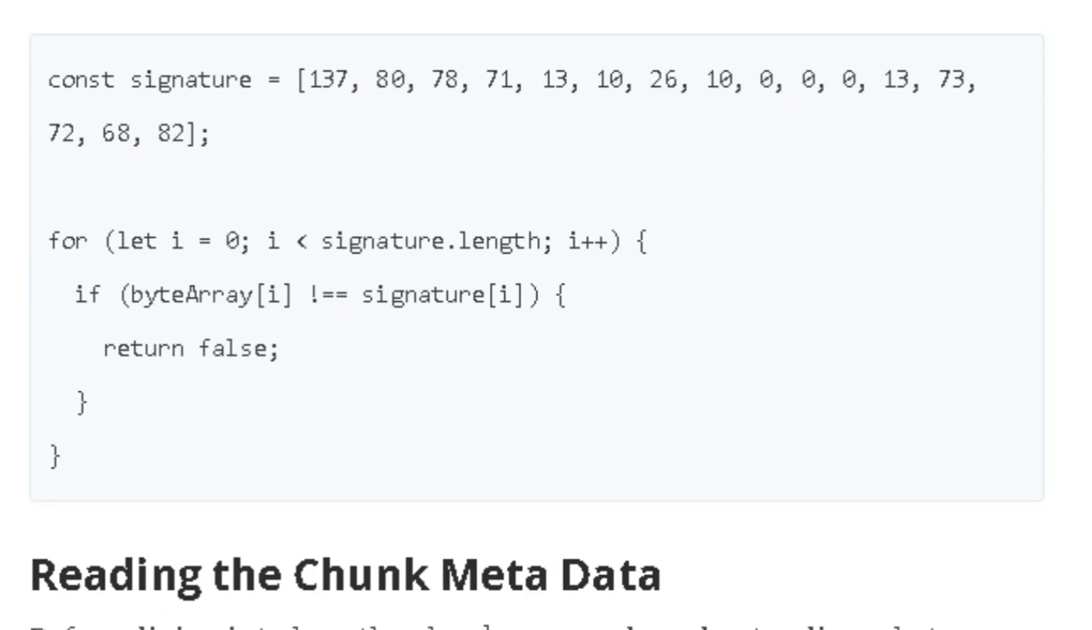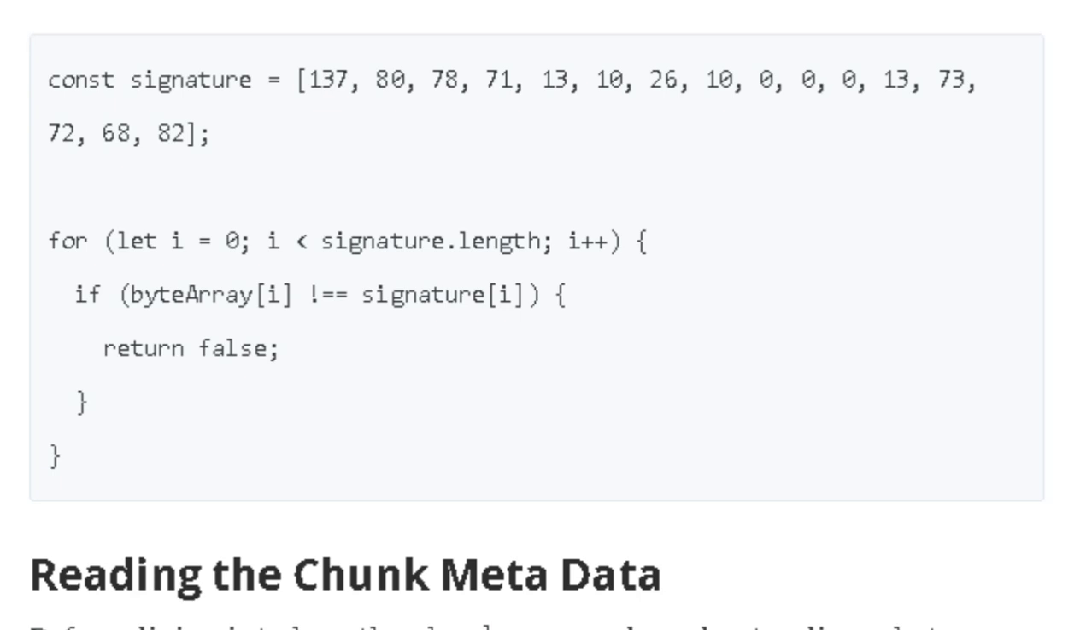Some code, const signature. We're going to open our array literal and put 137, 80, 78, 71, 13, 10, 26, 10, 0, 0, 0, 13, 73, 72, 68, 82. Close the array literal and have a semicolon for good practice. We're going to do a for loop through all of the bytes of the signature. And if the byte in our array is not equal to the byte in our signature, then we have a problem. We're going to return false, right?